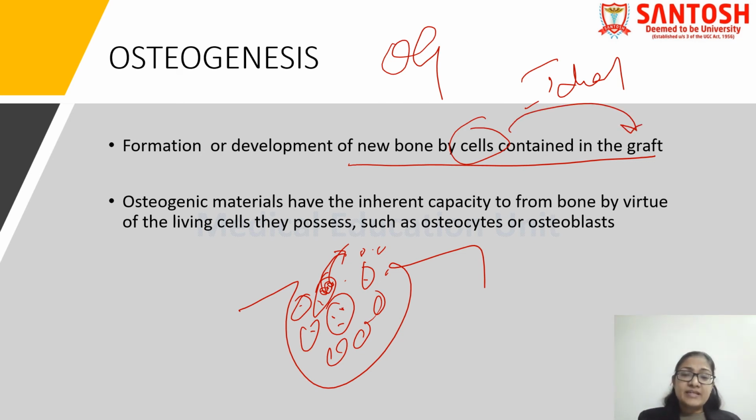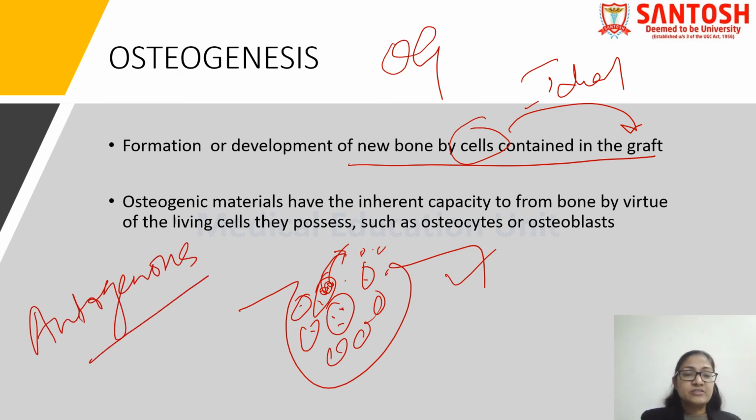And this excellent property is only and only found in autogenous grafts. So those grafts that are obtained from the same individual, right? These are the only ones that have living cells and have the beautiful property of forming the bone themselves.